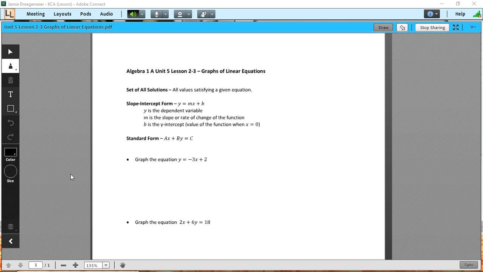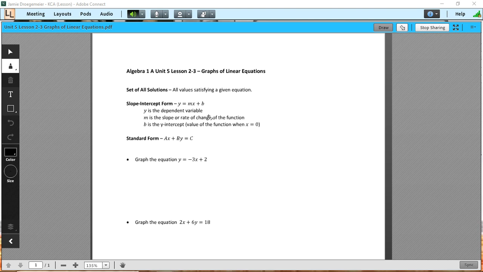But today we're going to look at two specific forms of linear equations. We have slope-intercept form, and hopefully that's not a new concept for you, something that you've at least touched on in prior math classes. Slope-intercept form takes this form: y equals mx plus b. Y is our dependent variable. When we talked about functions, we said that was the output. And so y is that dependent variable or output.